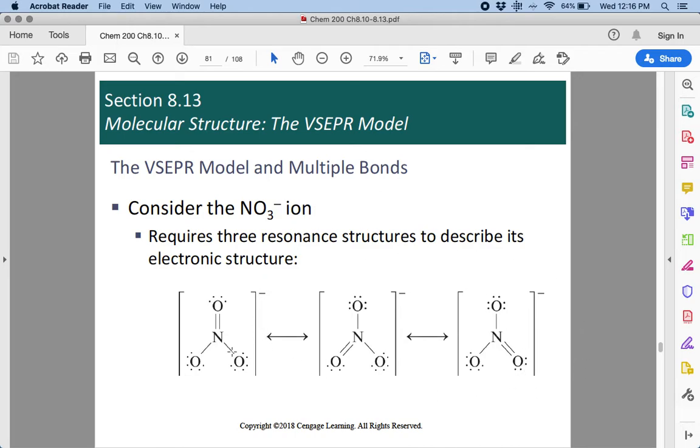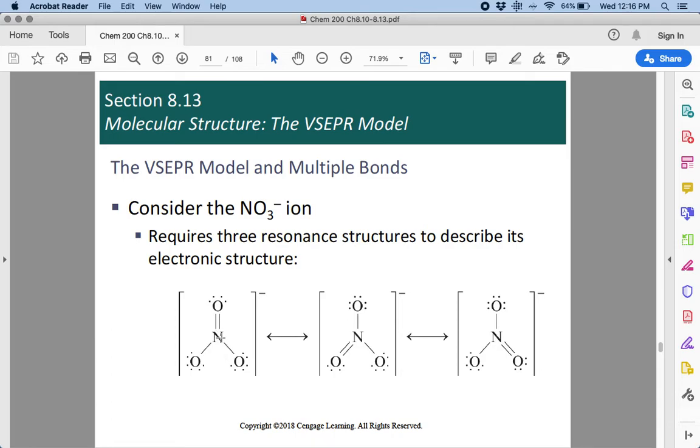Let's look at something with multiple bonds, because up until now we've been dealing only with single bonds, and that's pretty easy to determine how many electronic groups there are. So let's look at the NO3 minus ion. We know from our last video that we have resonance structures here, and it doesn't really matter which one you use as long as they're all equivalent to each other. So again, if you come up with non-equivalent Lewis structures for the same molecule, you're going to have to use formal charge first to determine which is our best option. So let's look at this one right here.